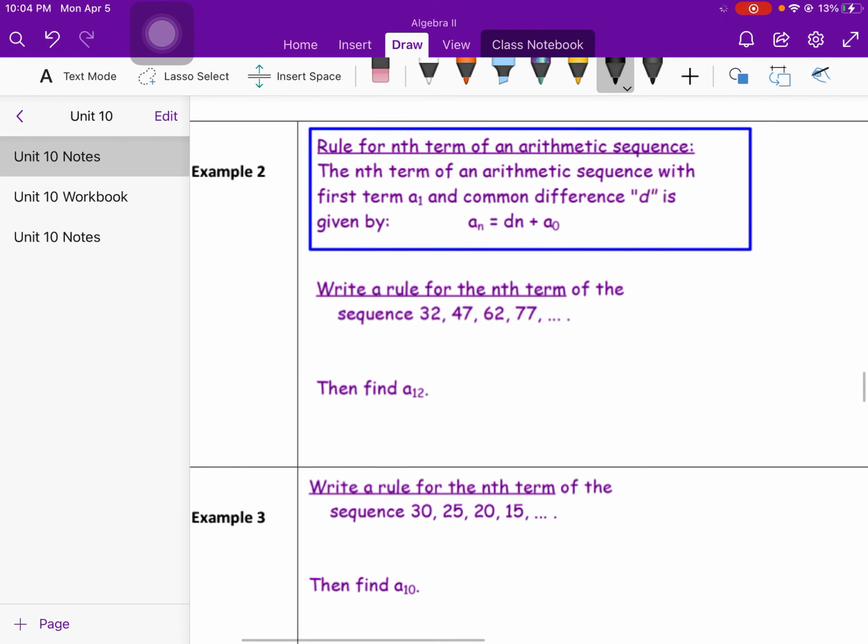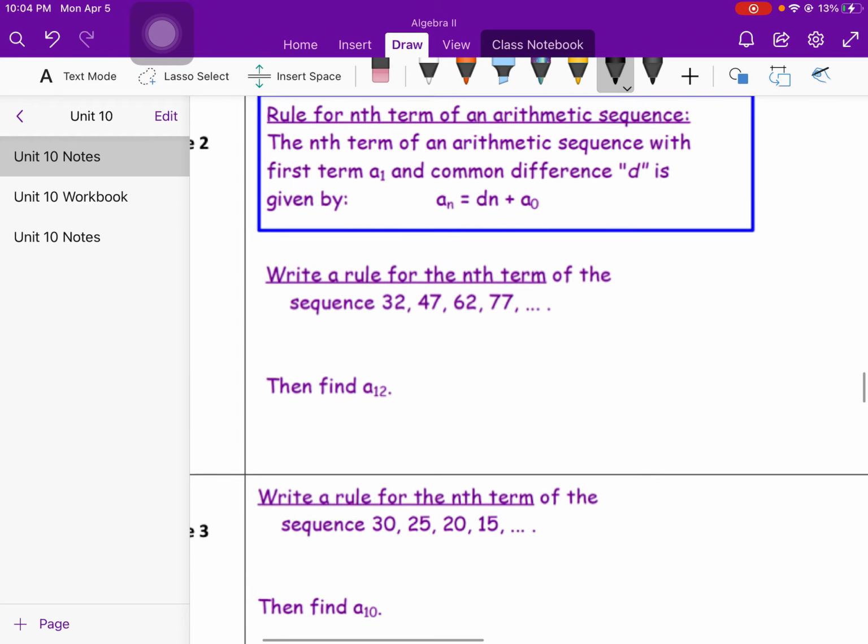All right, here's our first example. The rule for the nth term of an arithmetic sequence. The nth term of an arithmetic sequence with the first term a of 1 and a common difference of d is given by the formula a of n equals d times n plus a of 0. So the big thing to identify on this one is your d, the common difference, and then a of 0, the term before a of 1.